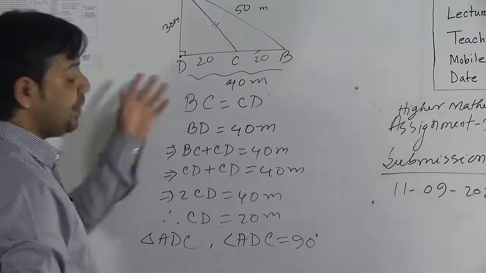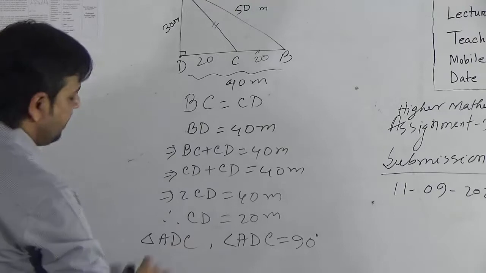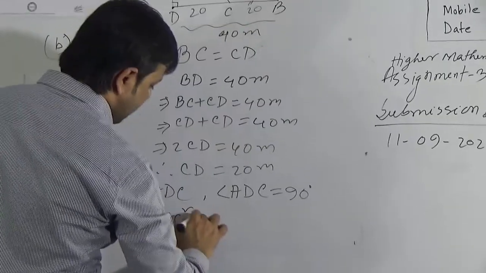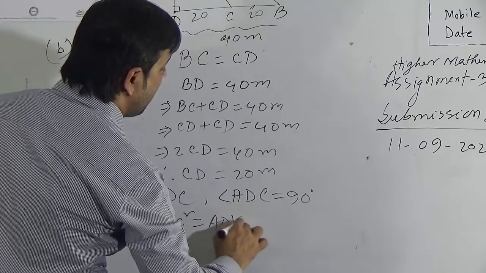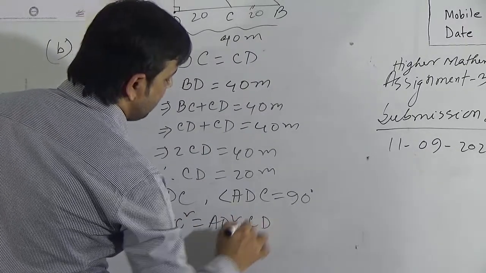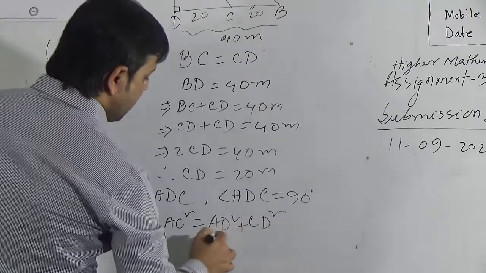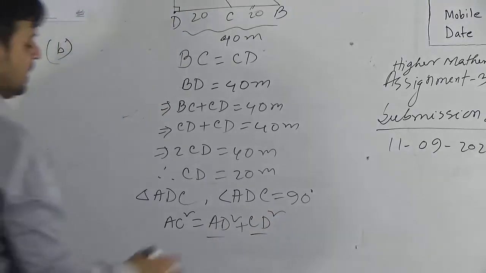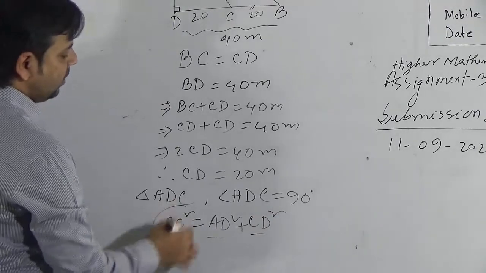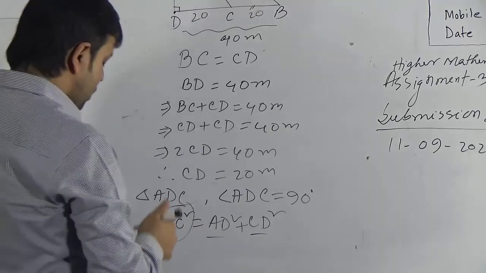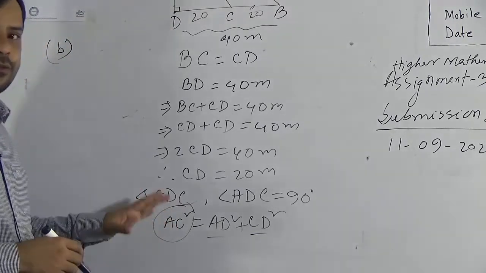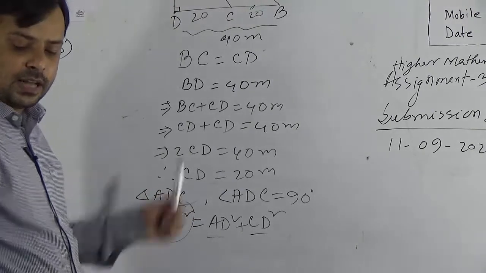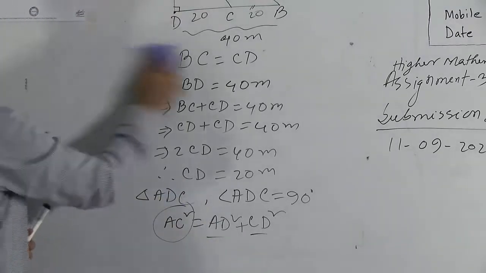As AC is the hypotenuse, by the theorem of Pythagoras, AC square is equal to AD square plus CD square. Now putting the value of AD and CD, easily we can determine the length of AC. Dear students, you have to complete this one yourself. Okay. Now part C, I will show you how you can solve.